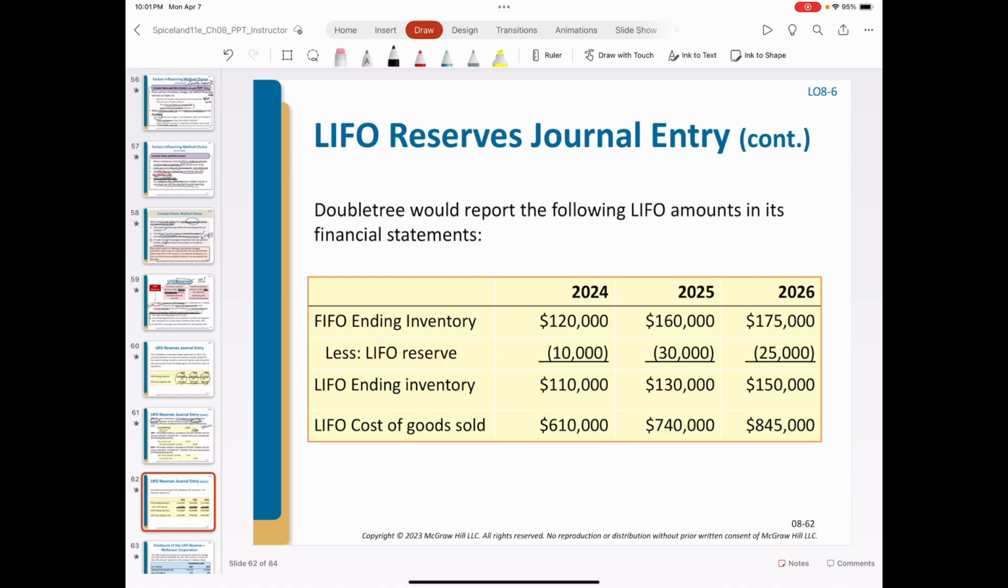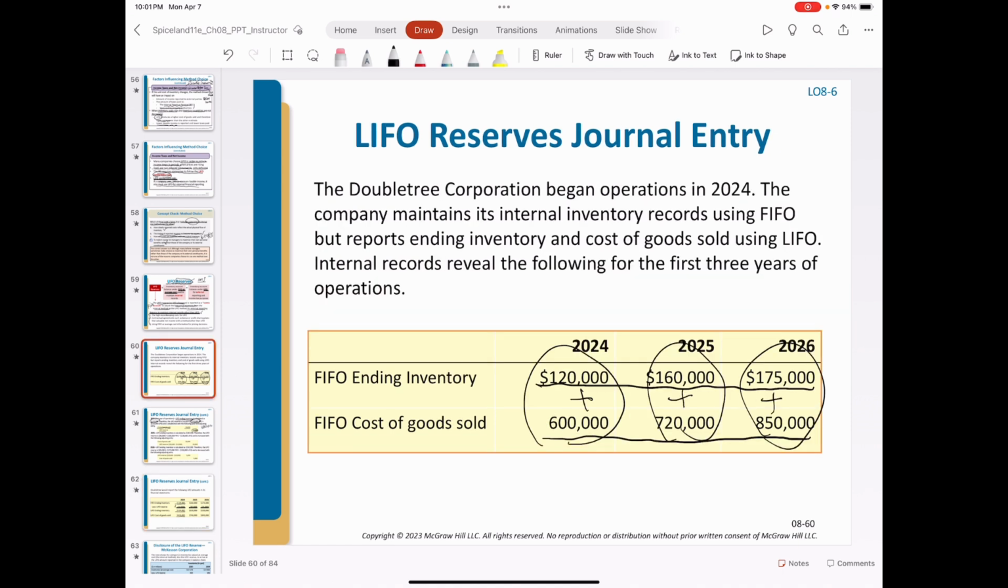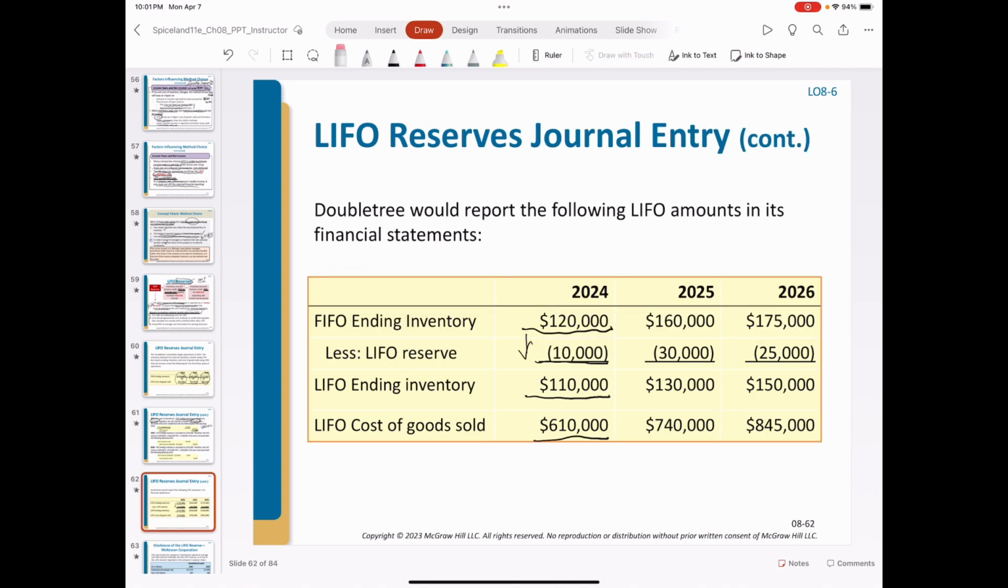So in the balance sheet, we can see in the internal reports, the FIFO inventory was 120. After the journal entry, we subtract the LIFO reserve. This is a credit. So the balance of LIFO inventory is 110,000. And the cost of goods sold also increased by 10,000. Remember, originally, FIFO cost of goods sold was 600,000. For LIFO cost of goods sold, it increased by 10. But the LIFO inventory decreased by 10,000.